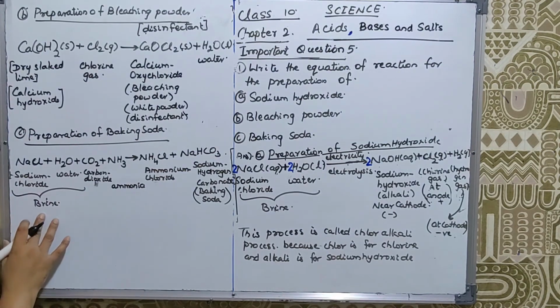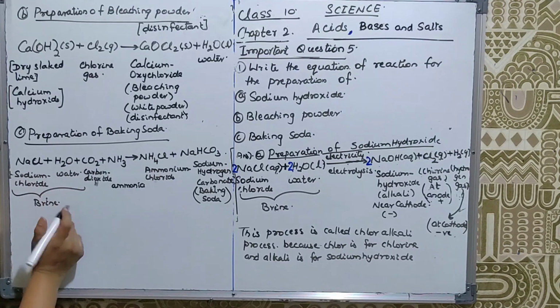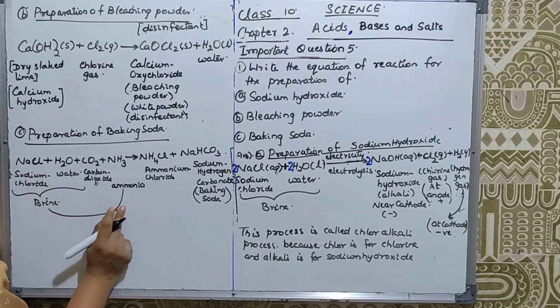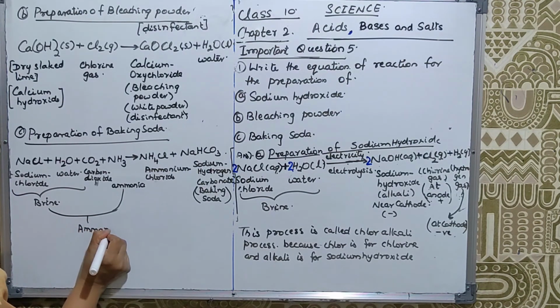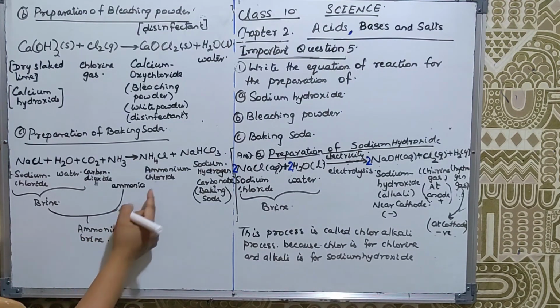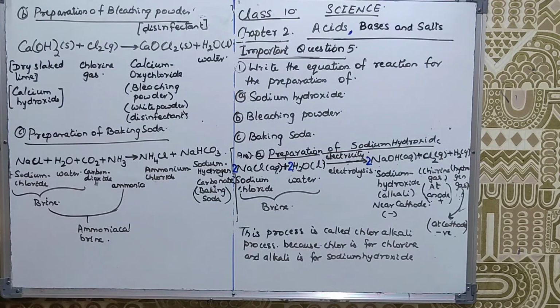For remembering you can say when carbon dioxide gas is passed through ammoniacal brine, brine plus ammonia, the products will be ammonium chloride and sodium hydrogen carbonate, which is called baking soda. Baking soda is a base because its pH is greater than 7. Now preparation of baking soda is over. Now next one will come.